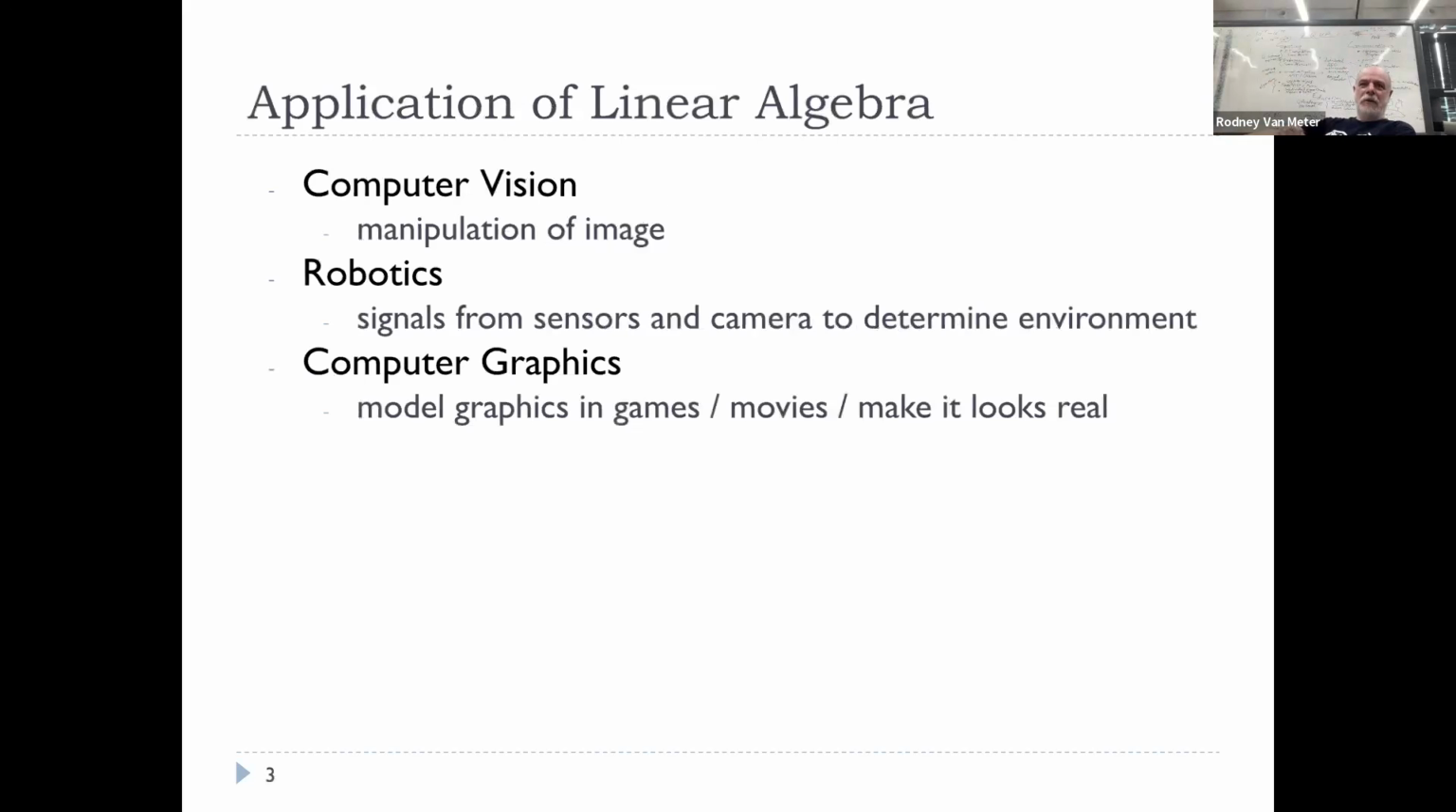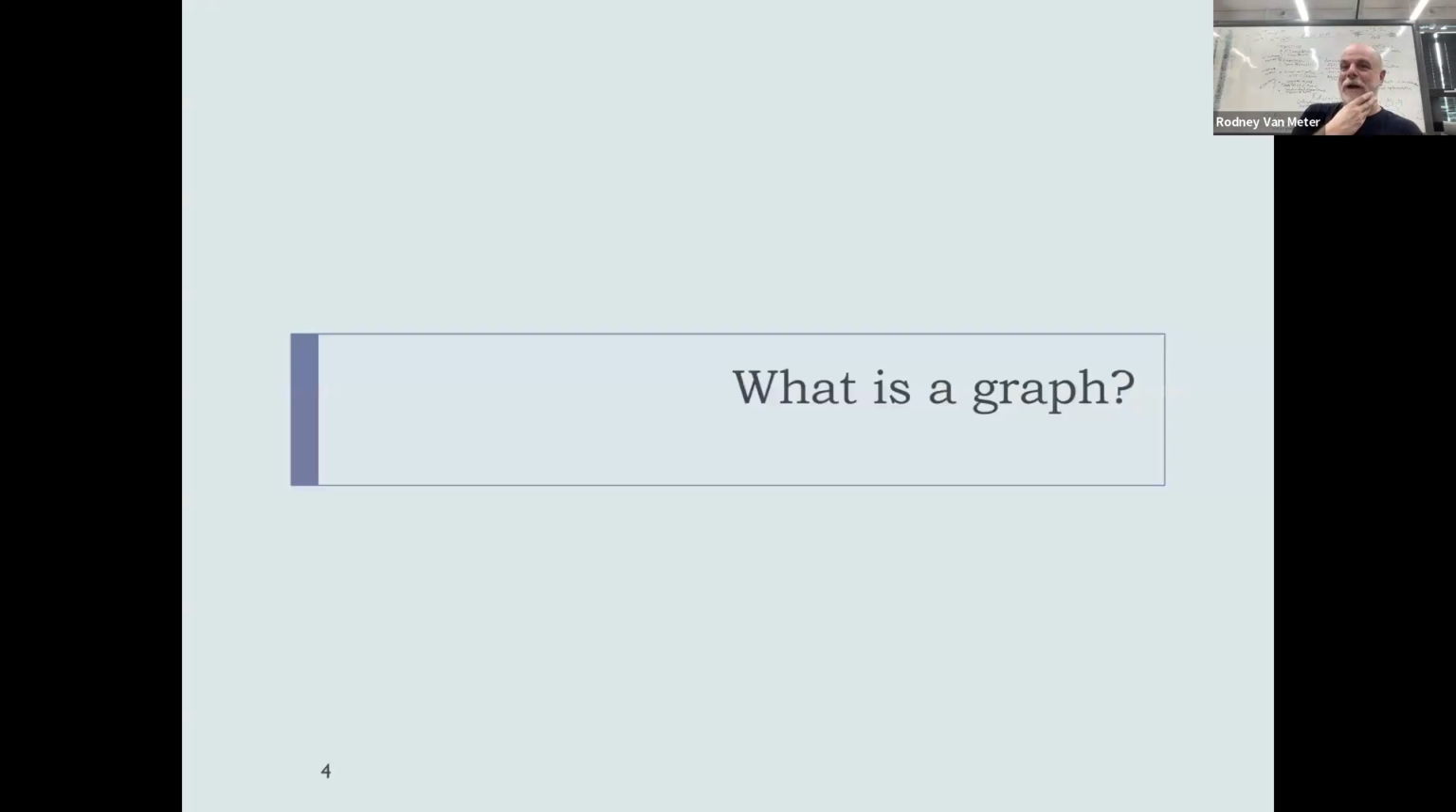So, applications of linear algebra. There are lots of kinds of things that we can do with linear algebra, which is why we're studying it. Computer vision and all sorts of computer graphics involve a lot of manipulation of the images, which involves a lot of transforms, most of which are linear transforms of the kinds we've already studied. So there are many different real-world applications of linear algebra, but the one we're going to talk about today is graph theory. So the first question is, what's a graph?